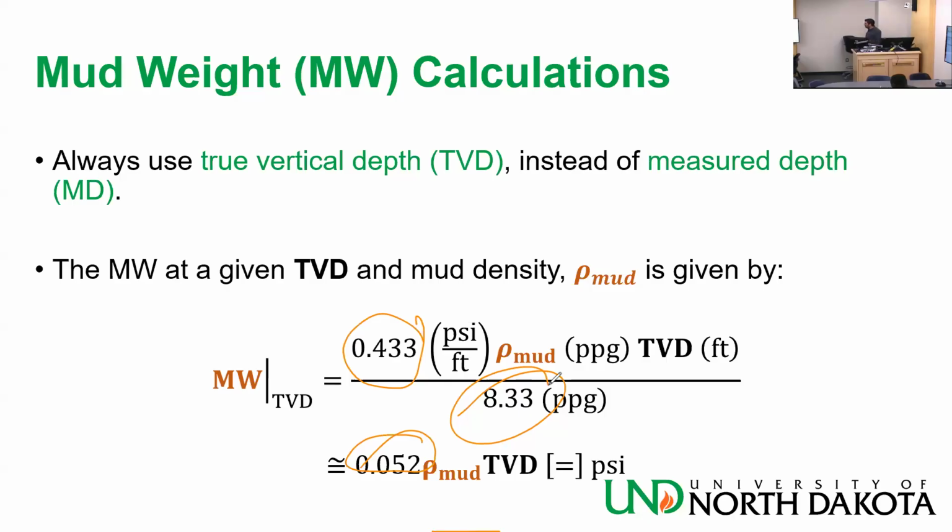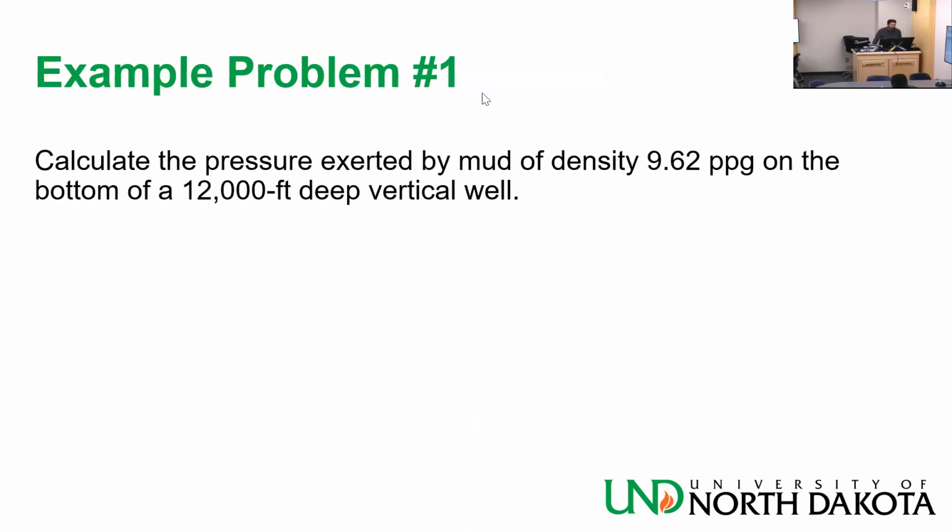Now, we're going to talk about this later. I think there is an example problem coming. Calculate the pressure exerted by the mud of density 9.62 ppg on the bottom of a 12,000 feet deep vertical well. So the keyword here is vertical. I have a vertical well.